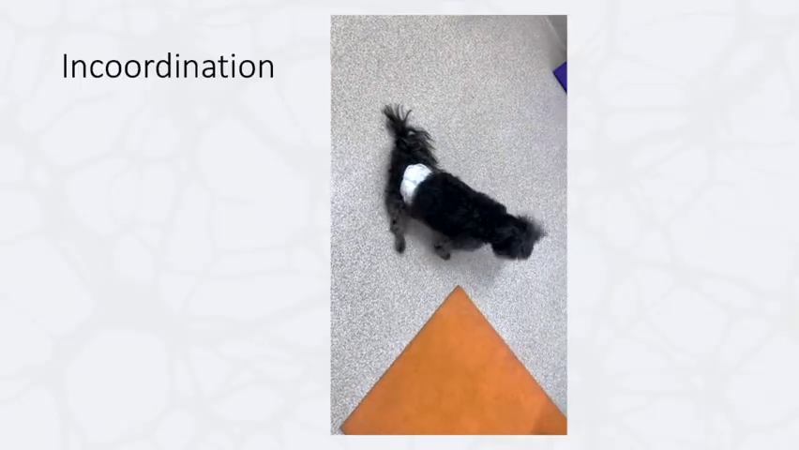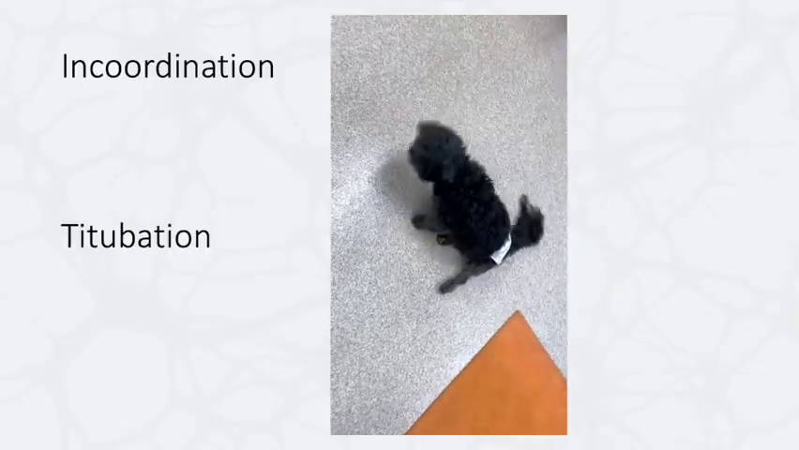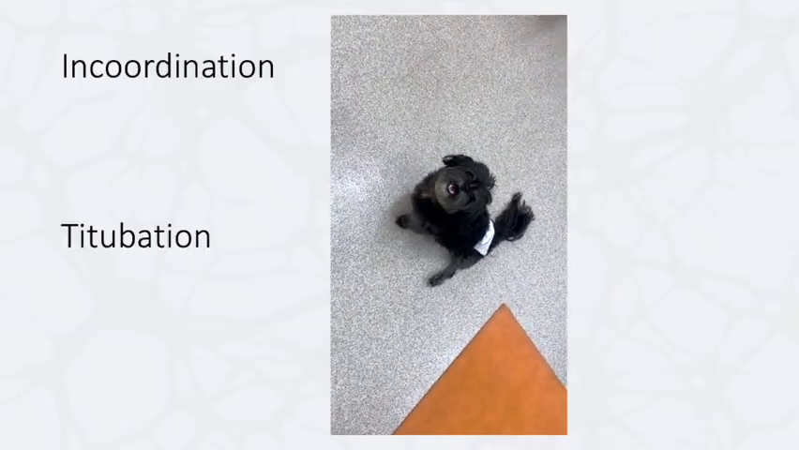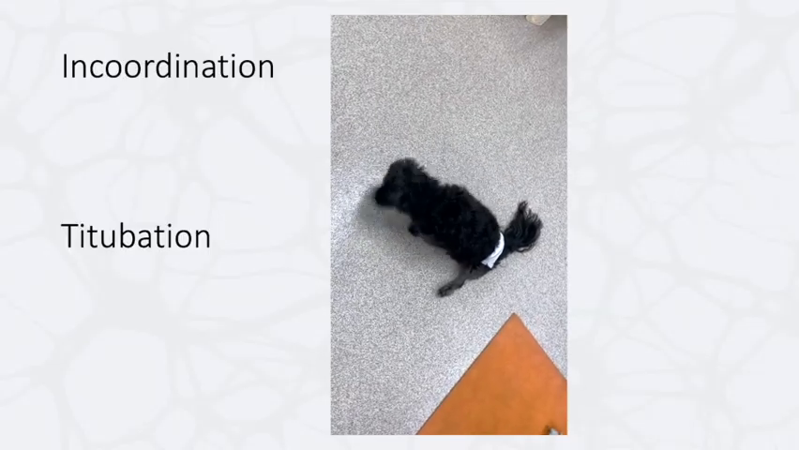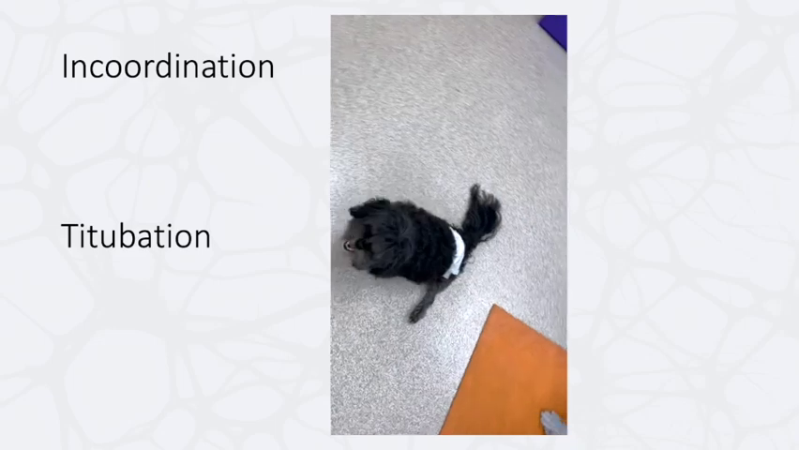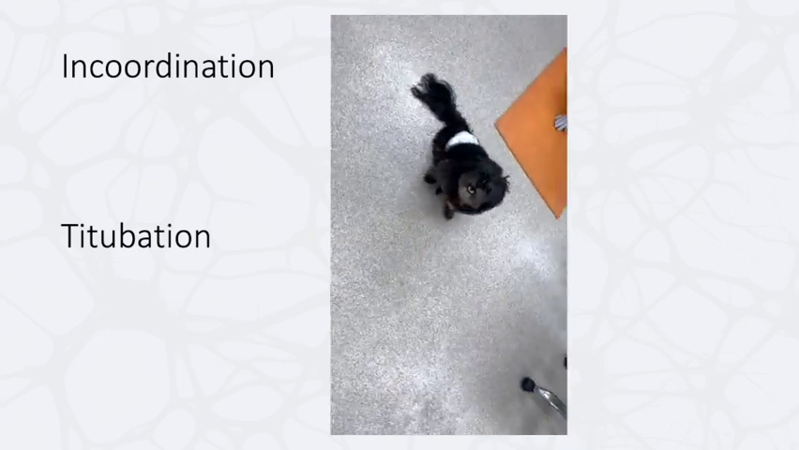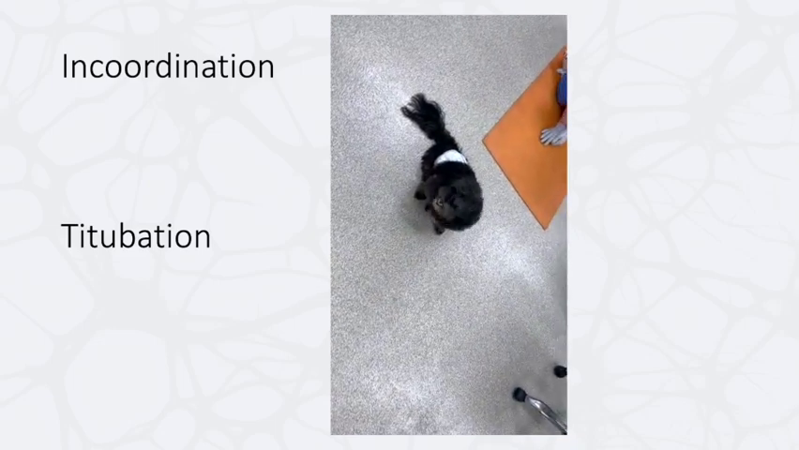Towards the end of this video, when the dog looks at us, we'll see him shake his head side to side, back and forth, and that's titubation, that back and forth rocking movement. So all signs of cerebellar localization.